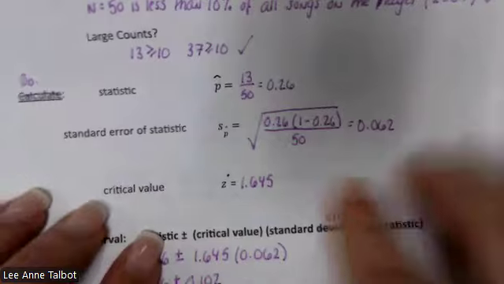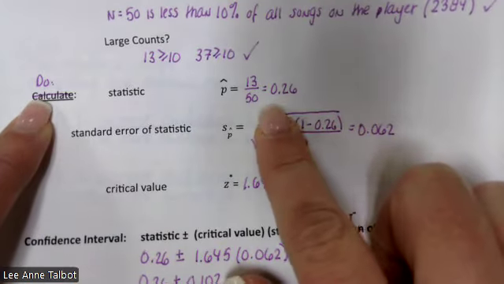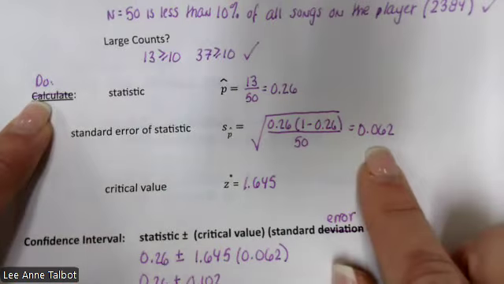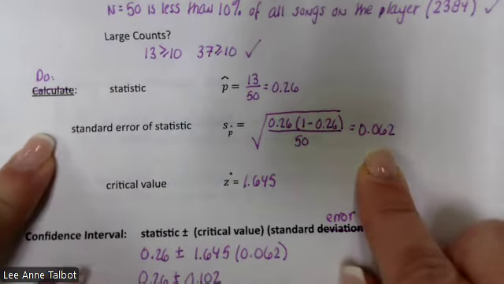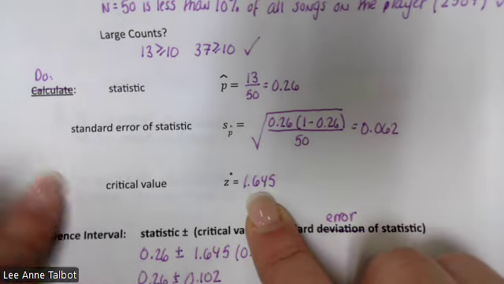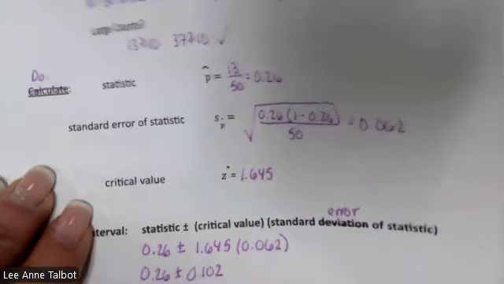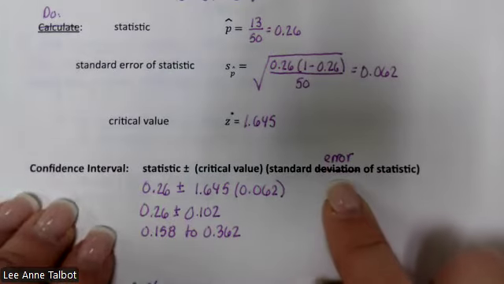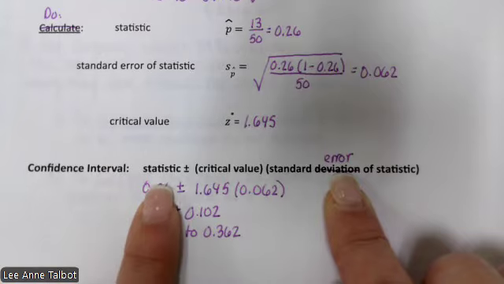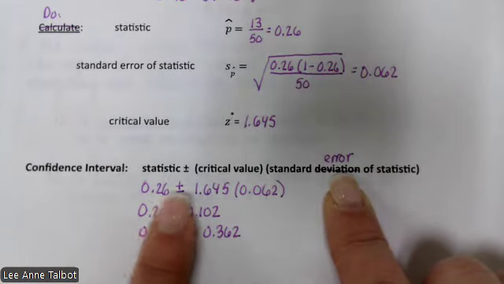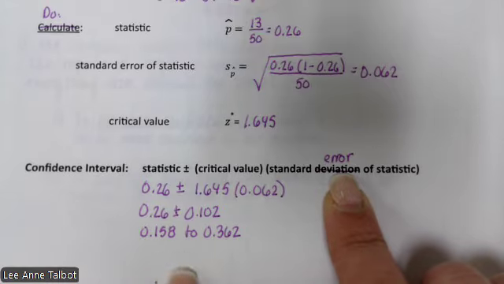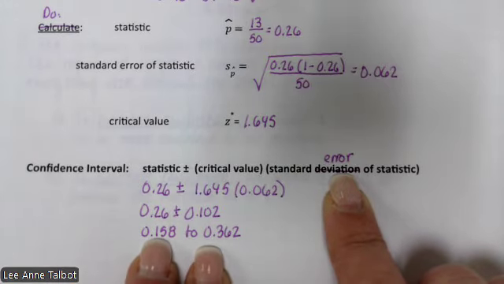Okay. I changed this to do. My statistic was 0.26. My standard error was 0.062. And my critical value was 1.645. I changed this word to error so that it would match that. 0.26 plus or minus 1.645 times 0.062. And I got to this.